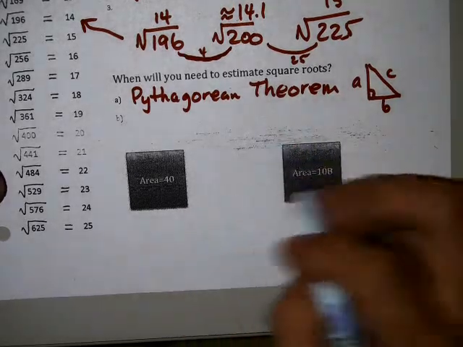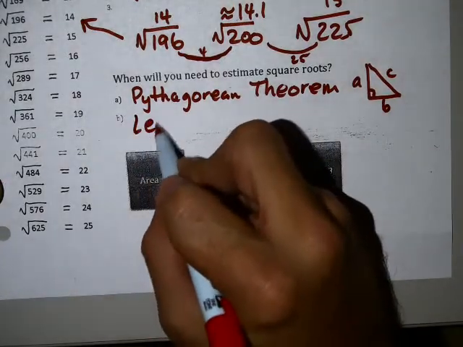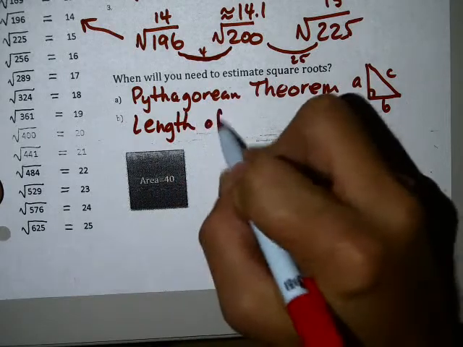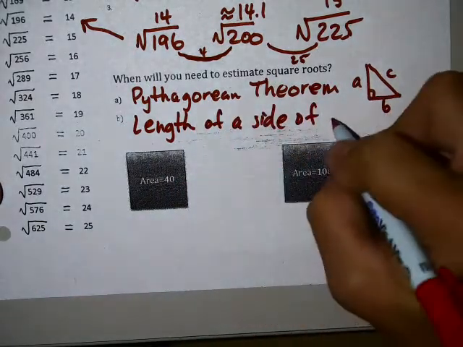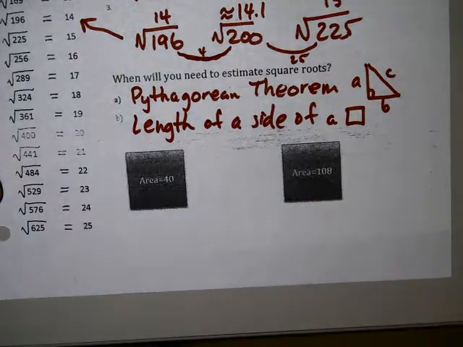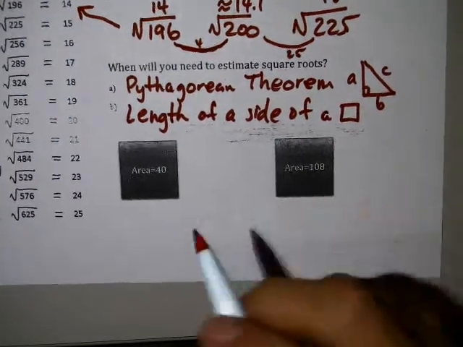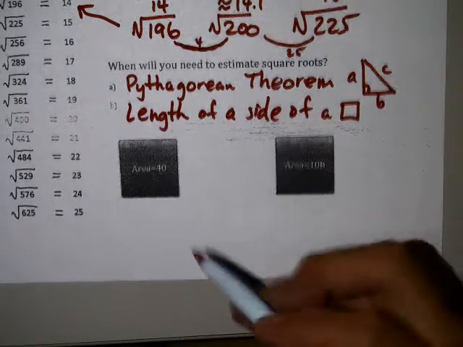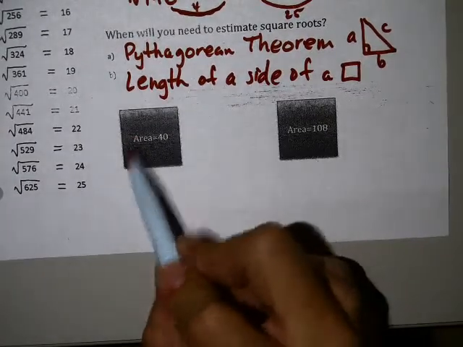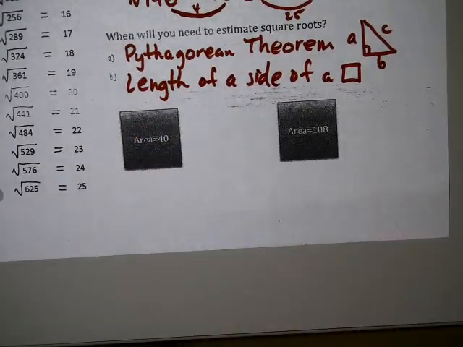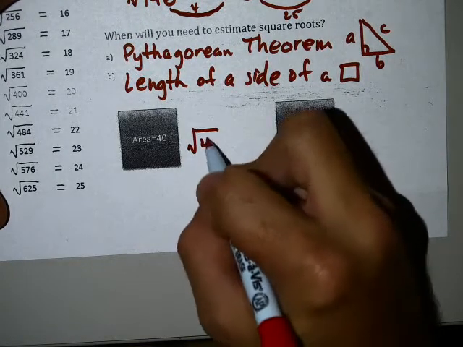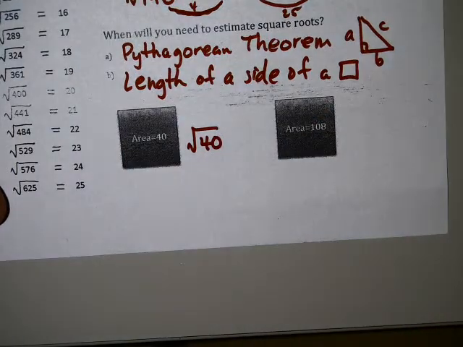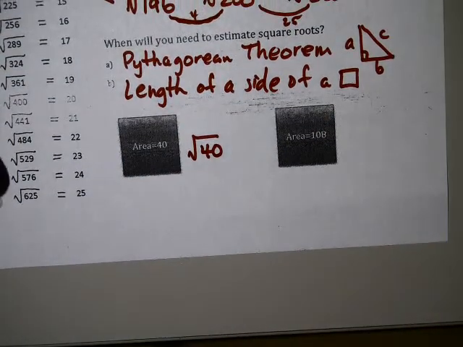The second thing you'll have to use it for is the length of a side of a square. Okay, so we got 2 examples down here. If you had a question that said, hey, the area of this square is 40, how long is each side? Well, it's a square and the numbers have to be the same. So what they're really asking you to find is the square root of 40. Okay, we don't ever divide by 2 to find a square root.